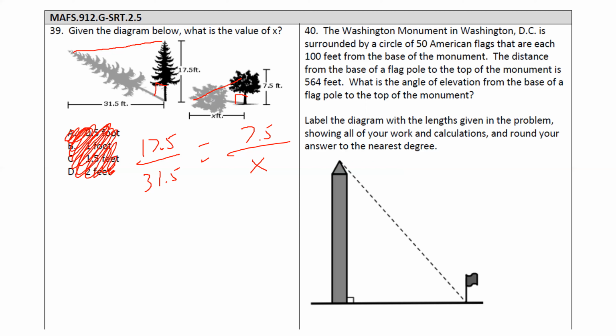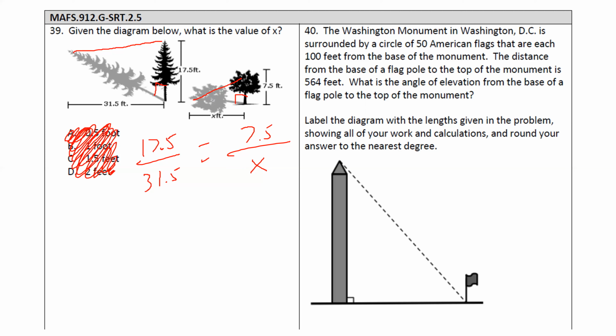So for example, here I set the first one. So vertically, everything in that first ratio is from the first diagram. Everything in the second one is from the second diagram. Horizontally, going across the top is the height of the tree in both situations. The bottom is the length of the shadow in both situations.